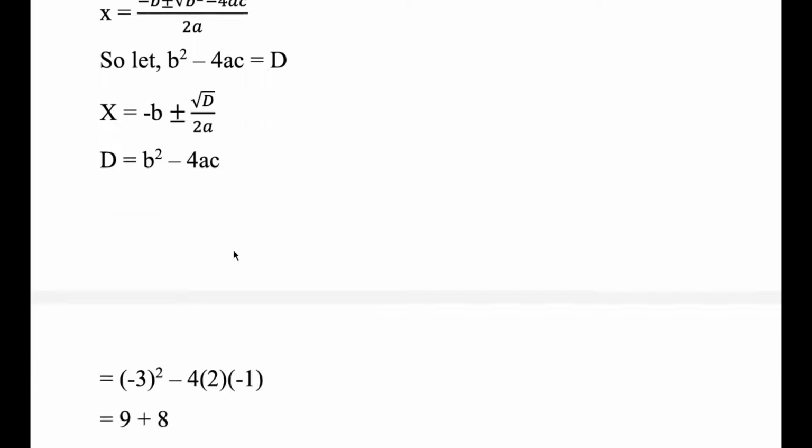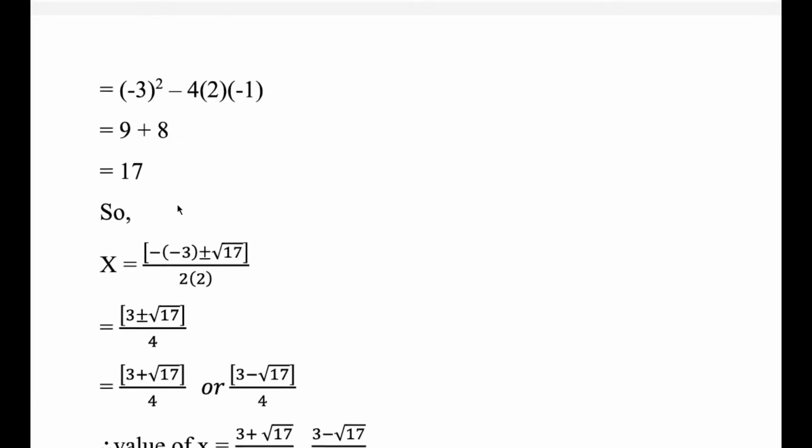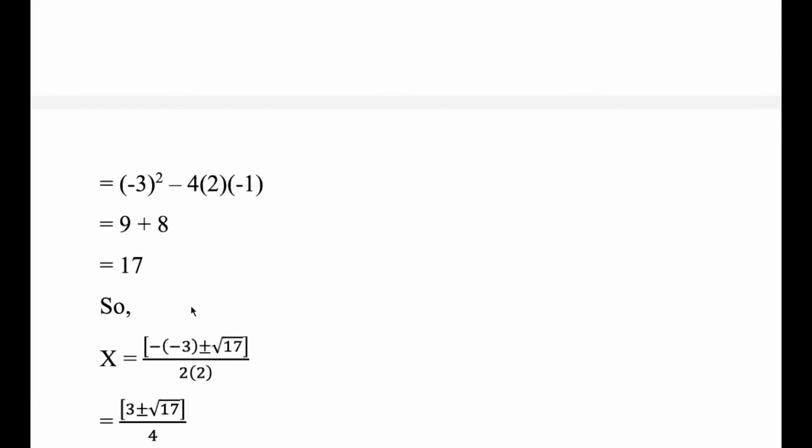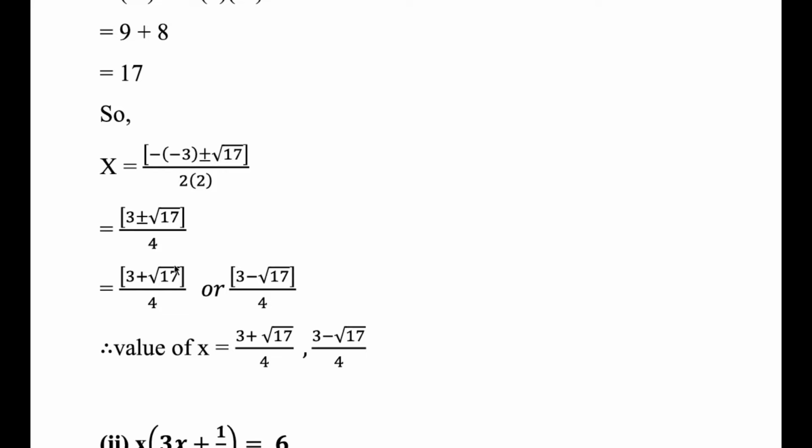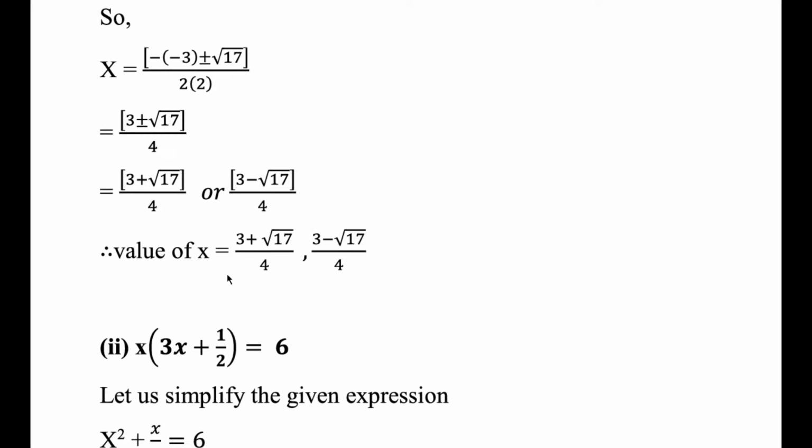Put the values of a, b and c. You will get D equal to 17. After that, put it in that particular format. You will get the value of x as (3 + √17)/4 and (3 − √17)/4.